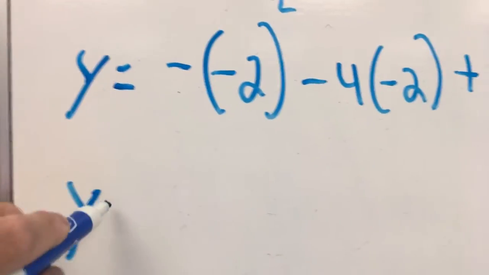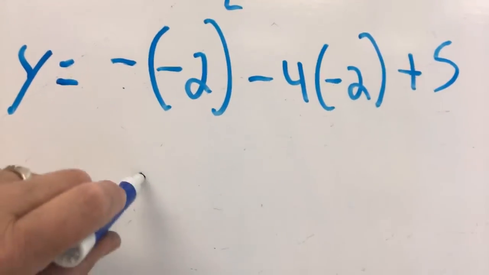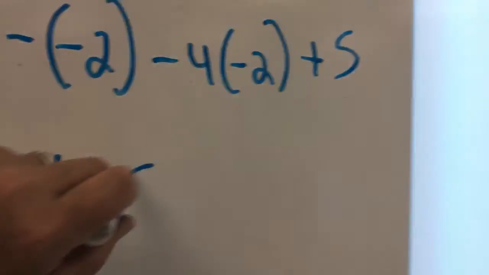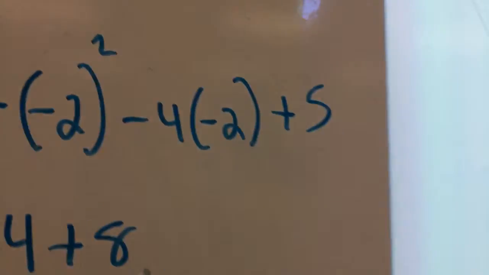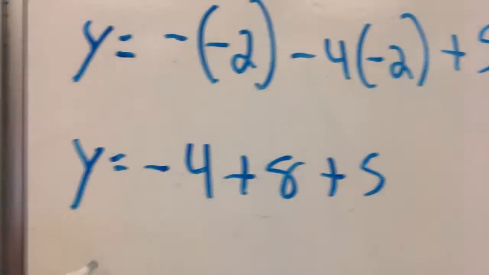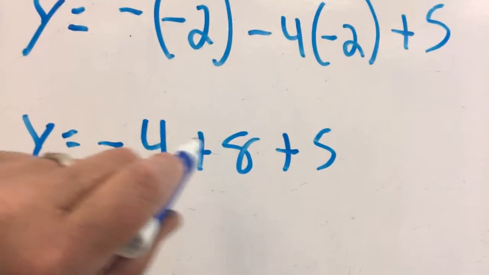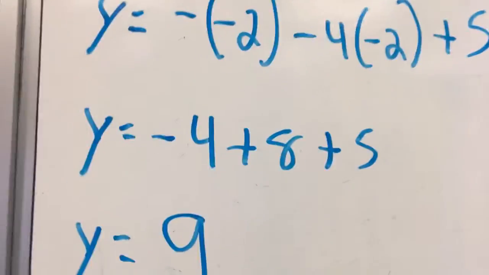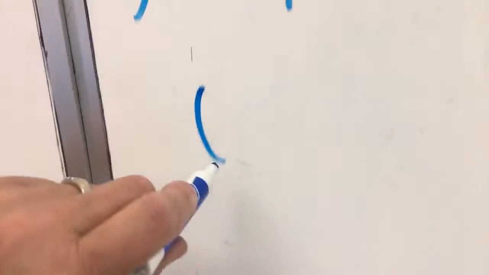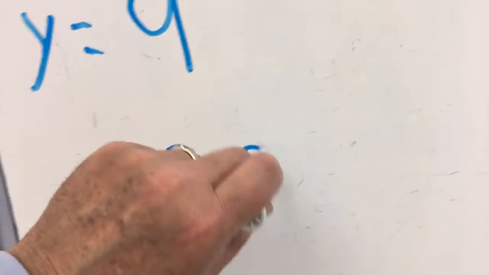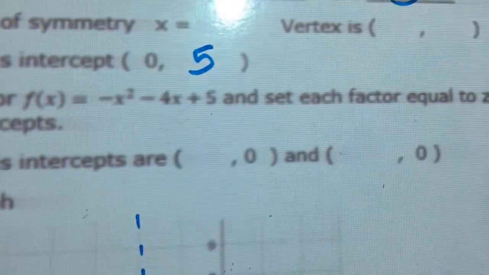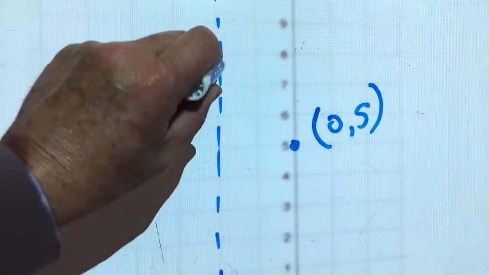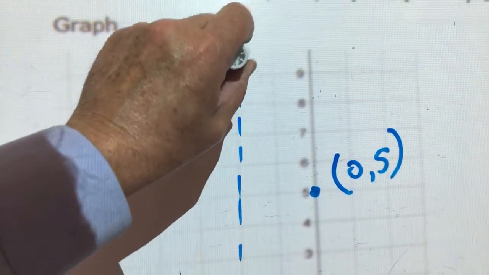So y is now equal to negative 2 squared is 4, plus 8, because negative 4 times negative 2 is 8, plus 5. Well, y is equal to negative 4 plus 8 is positive 4, plus 5 is 9. So when x is negative 2, y is 9. So there's my vertex. How do you like that? So at negative 2, 9.